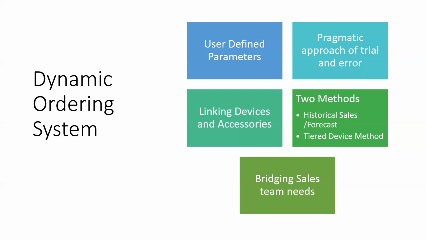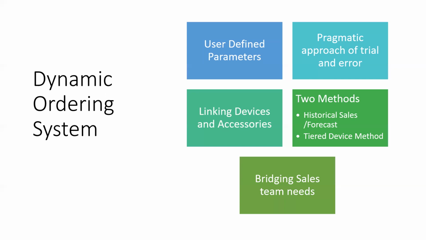The second part is that this dynamic ordering system should be pragmatic in its approach and allow for trial and error. The user puts in their parameters, and if the sales team is still complaining about the availability of specific items, your purchasing team can adjust these entries over time to help calibrate the best days on hand and the best entries.